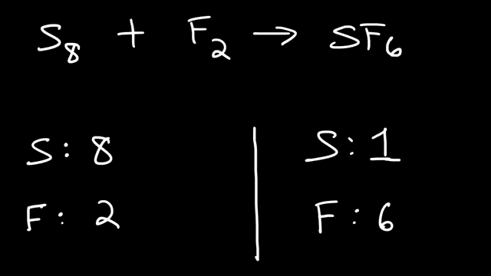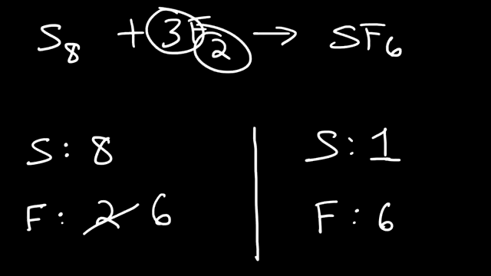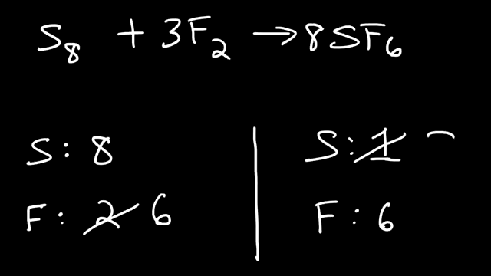Well, if we balance the fluorine atoms first, let's see what's going to happen. So we need to multiply fluorine by 3, because 2 times 3 will give us 6. And you can see that 3 times 2 is 6. Next, we'll have to balance the sulfur atoms. The only way to do that is to multiply this number by 8. So if we put an 8 here, this will change.